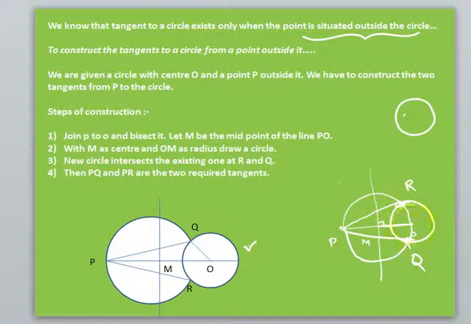Now I will ask you one question. If PQ and PR are my tangents to this circle, then prove that when I extend a line from here, the angle which it subtends with this line, OP, is 90 degrees. Can you try it out using similarity of triangles or any other way?